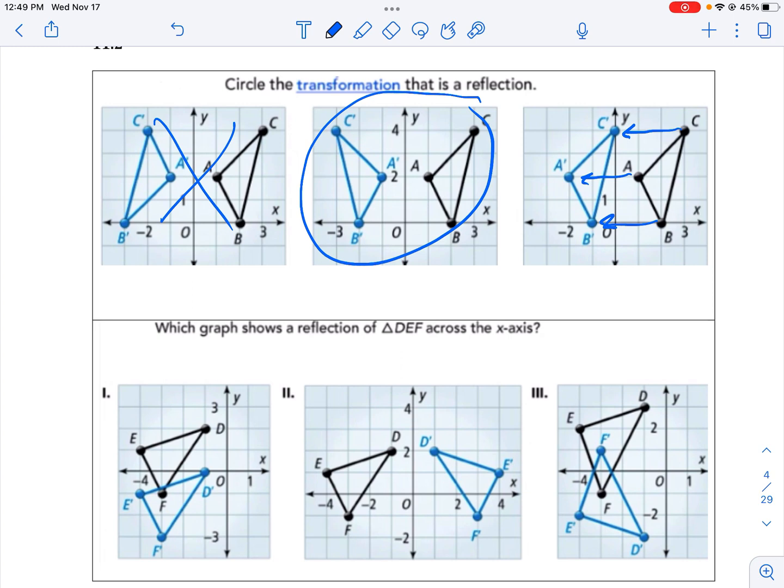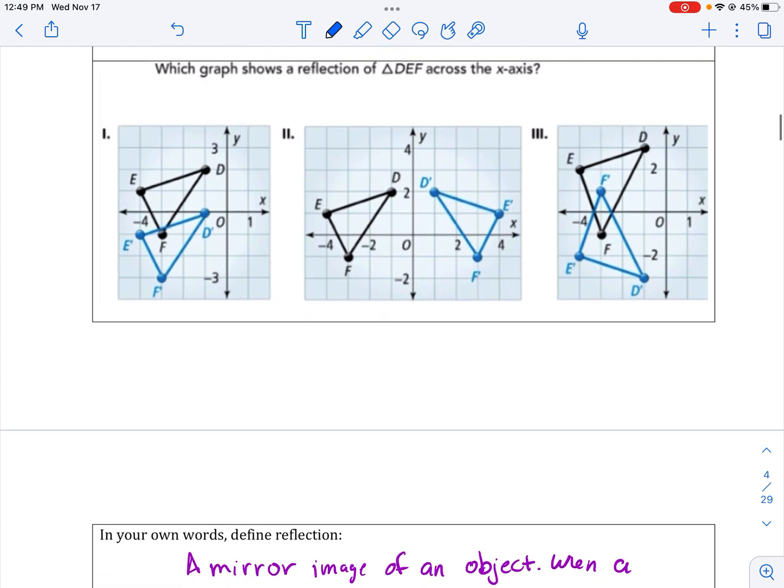If you look and you were to connect all those points, they mirror each other. They're a mirror image of each other. So if I were to draw a line down my y-axis, I see that C is the same distance away from the y-axis as C prime. That's a reflection. So which graph shows a reflection across the x-axis?